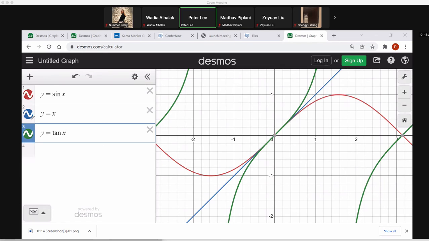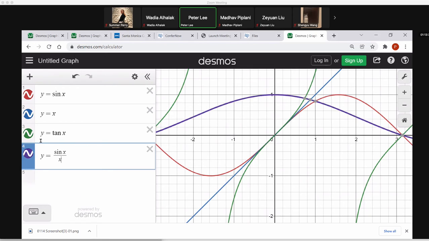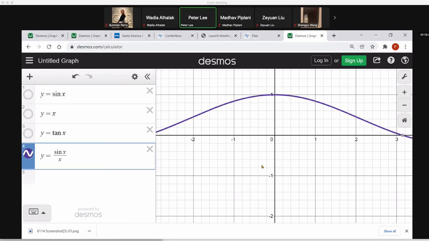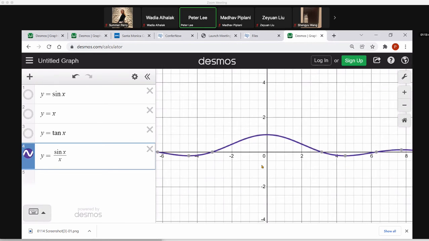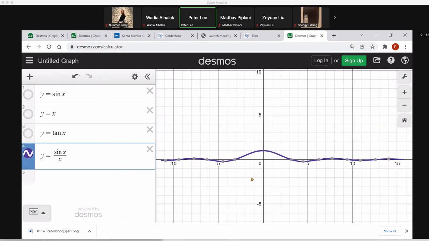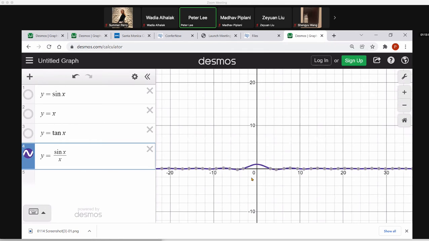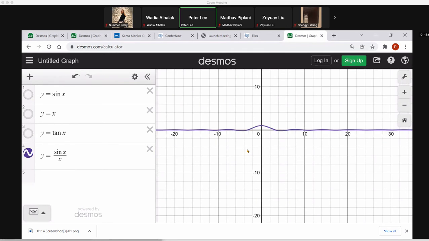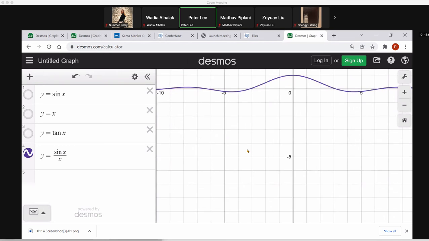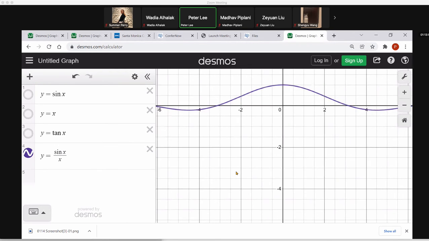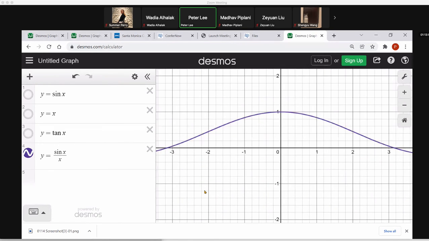And now, let me graph this guy. Y equals sine x over x. This is the graph of y equals sine x over x. It kind of looks like this, okay? But anyway, right now, we will be focusing on x equals 0 at this point here. So this is how the graph looks.